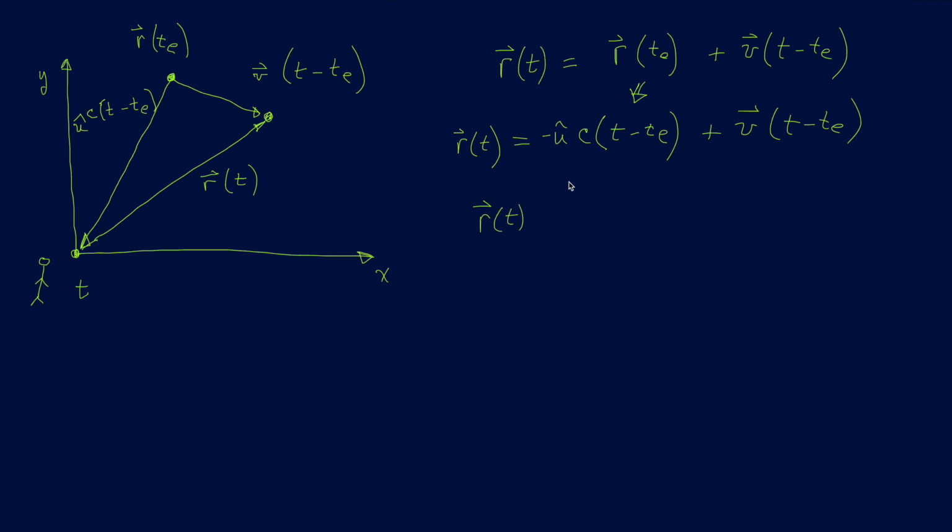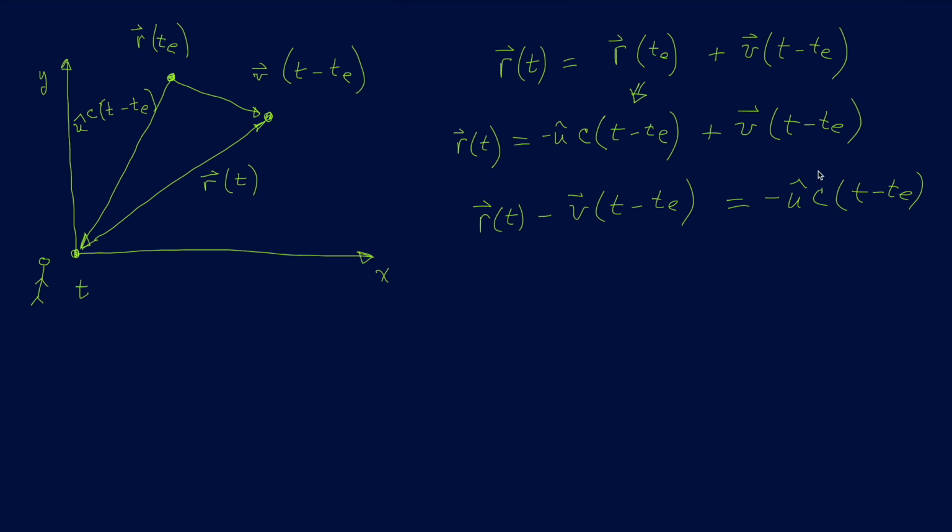So that's this bit. And now we're going to move this guy over. So we're going to say minus V times T minus TE. And now that's equal to, so the V came over from here to here, and now we're going to get this term, which is minus U hat C, the speed of light, times T minus TE. Great.